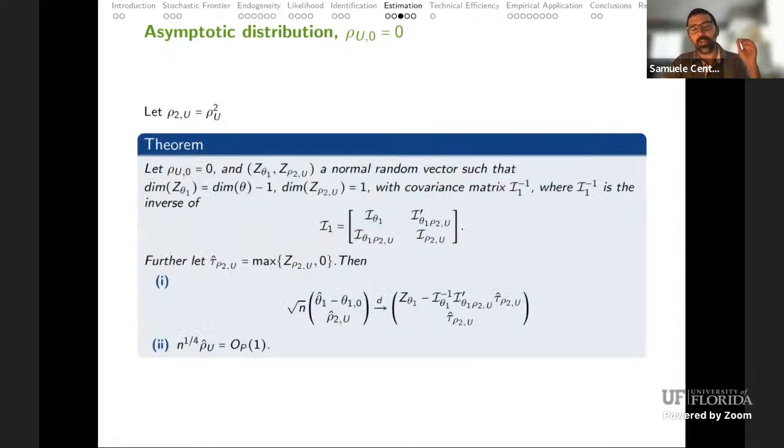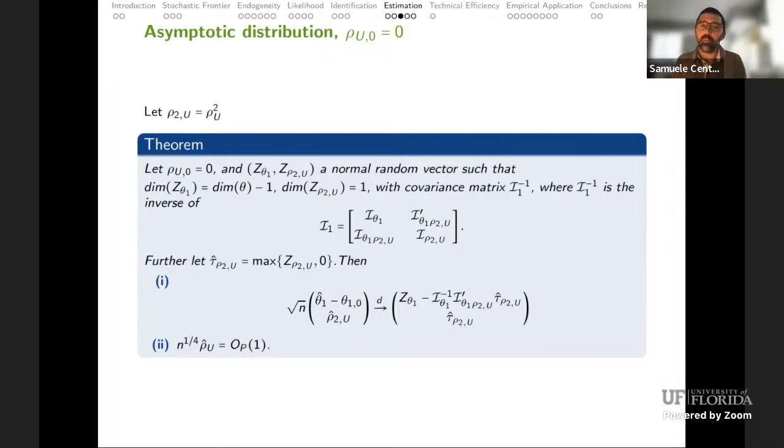Now, when I am at 0, when rho u is equal to 0, things change a little bit. In this theorem, what we do, and again, this follows from theory that is available. There is a seminal paper. There are several papers by Andrews at the end of the 90s and the early 2000s where he looks at testing for a parameter that is at the boundary.